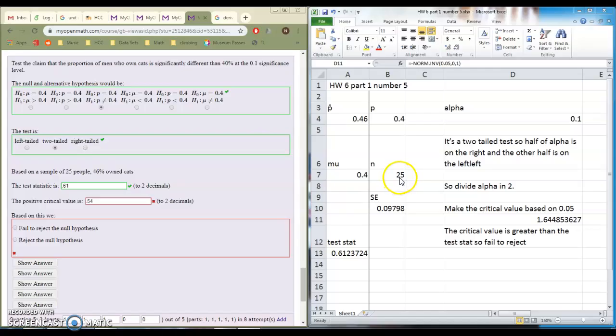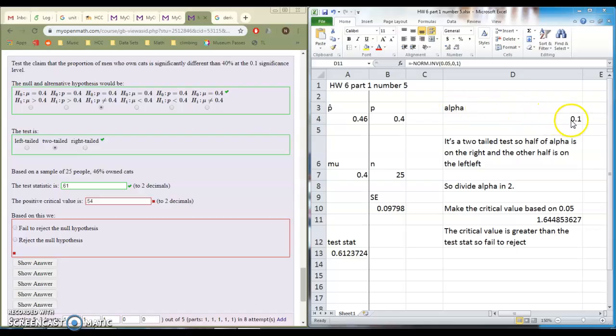Our n is 25, there are 25 people, and our standard error is being computed for us based on the population parameter, and we've got our test statistic. We are going to solve this problem using what is called a critical value, which is different than a p-value. The critical value basically is just another z-score.